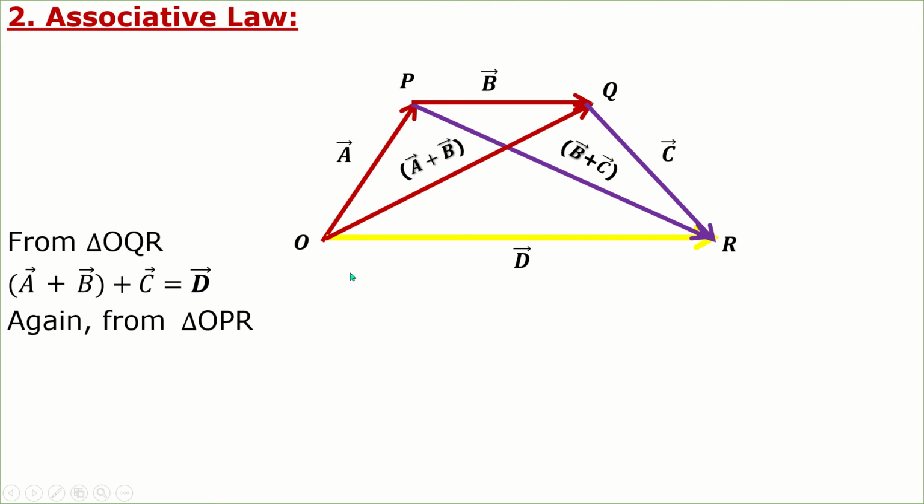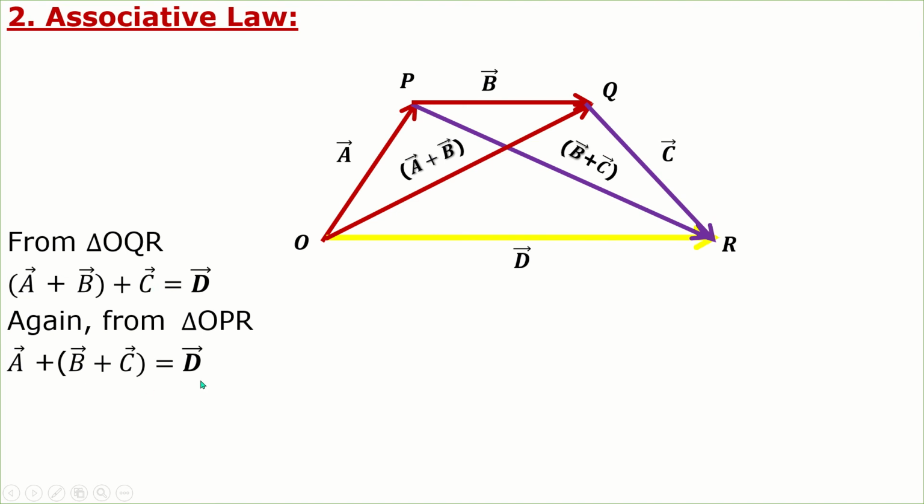Again, in triangle OPR, follow this. OP is equal to A vector, and PR is equal to B vector plus C vector. That means A vector plus B vector plus C vector is equal to D vector.